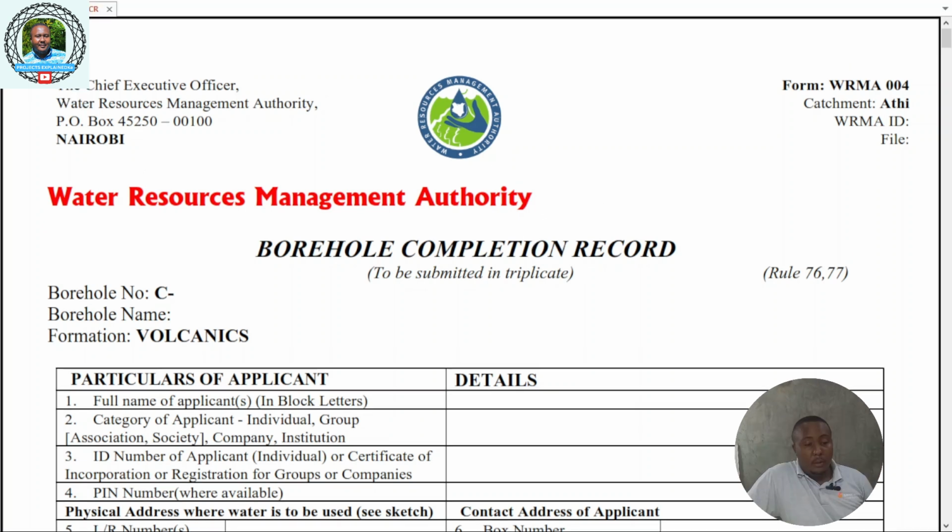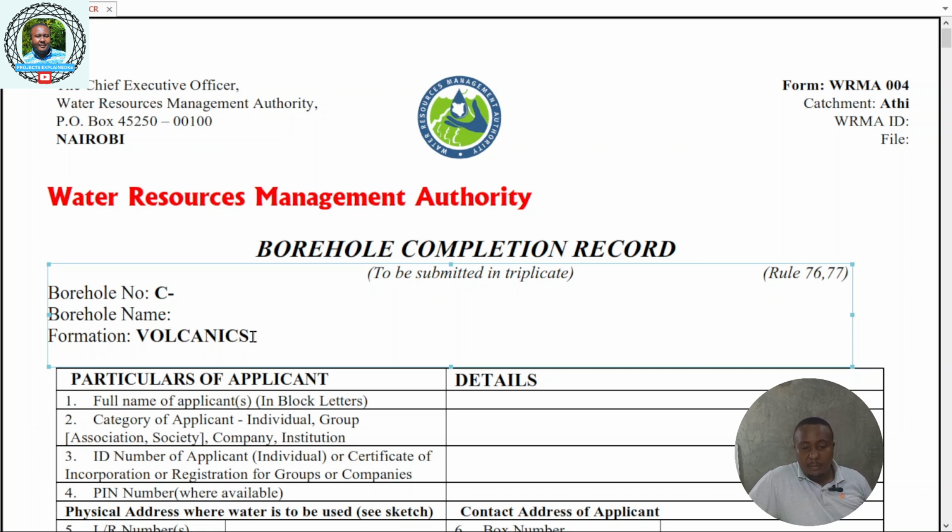Now, after this, okay, so I was here. So here you will see your bore number. And this number, you usually get it after this bore completion record has been filled and signed and submitted to the Ministry of Water. That's when you get a special C number. And next, you'll get your bore name. This will be the client's name. And the formation will be indicated there. If it's a basement, it will be written as basement. If it's volcanic, it will be volcanic as this one.